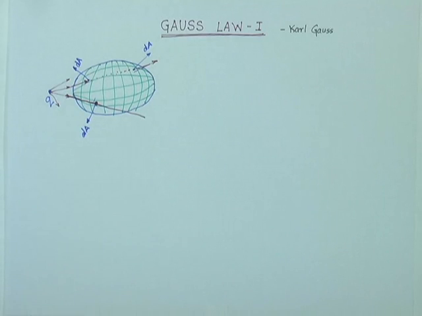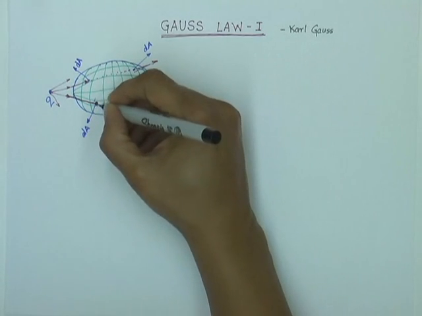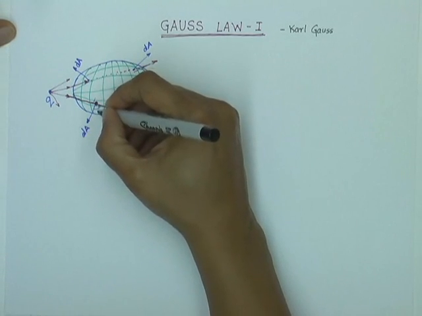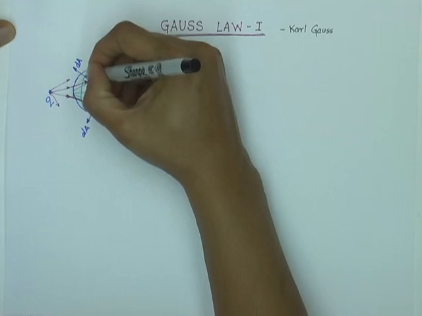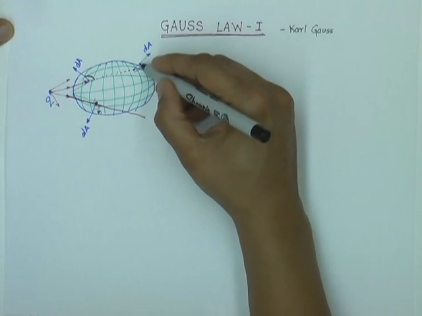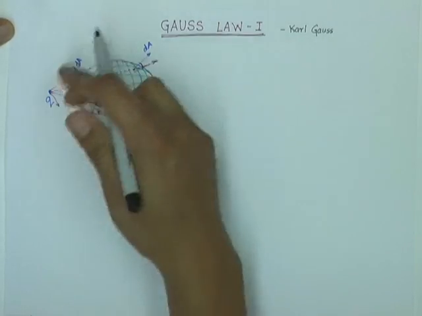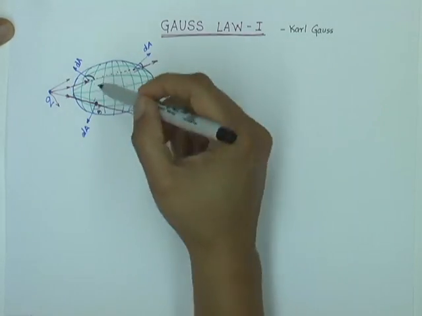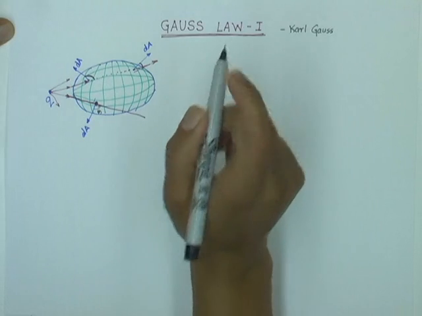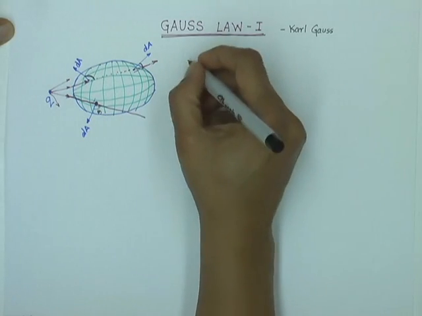So what do I have? Theta here is 90 degrees, theta here is greater than 90 degrees, and theta here is less than 90 degrees. And so, as we just said, if we divide our entire surface into elements, the elements will fall into one of these categories.